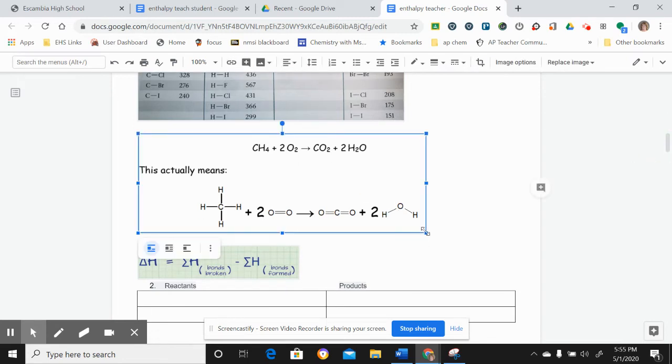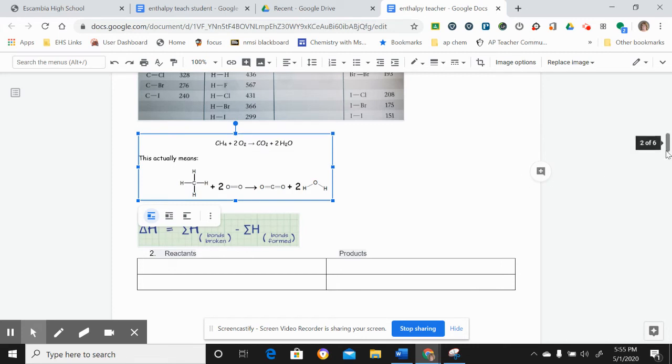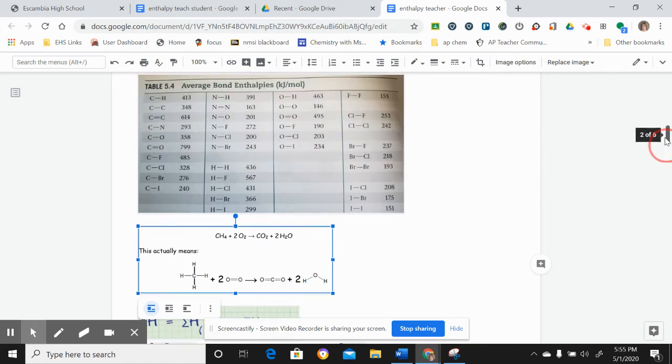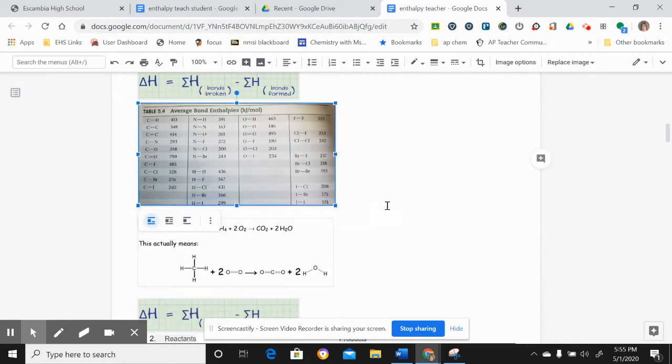I'm going to make this a little smaller here so that I can see the chart also on here. And you can see the chart.